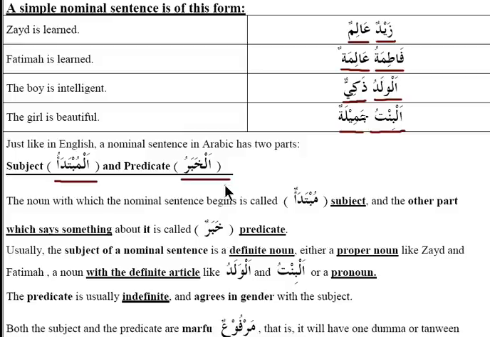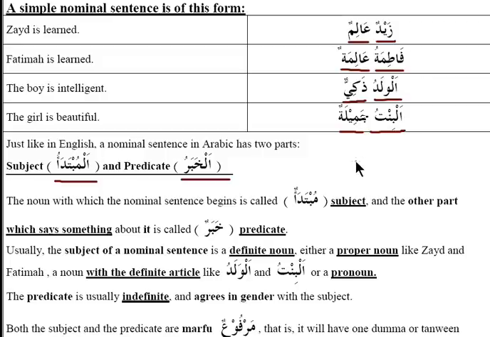So we know that the Mubtada is most of the time definite. So if you look at the first two examples, we have Zaydun and Fatimatu, which are proper names, and all proper names are definite. The next two examples are words that begin with al, alif lam, al-waladu and al-bintu, and this al is for definiteness, and so they are definite as well.